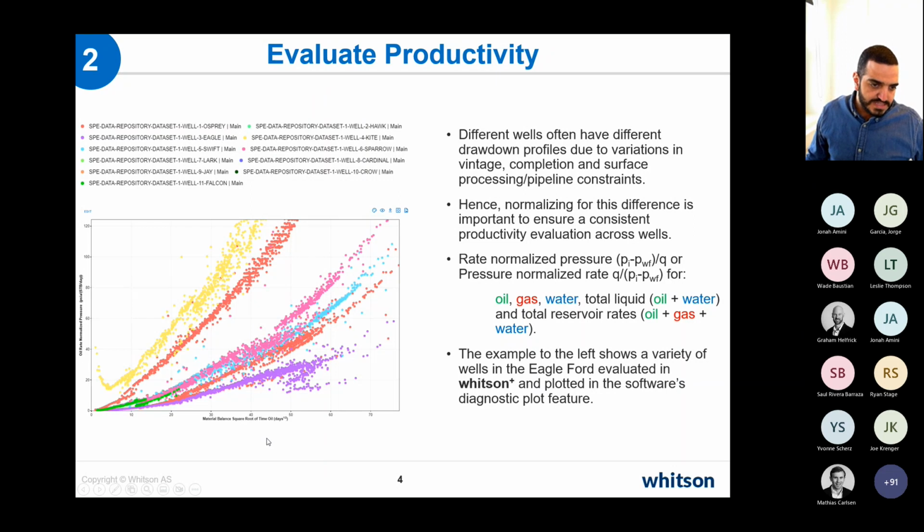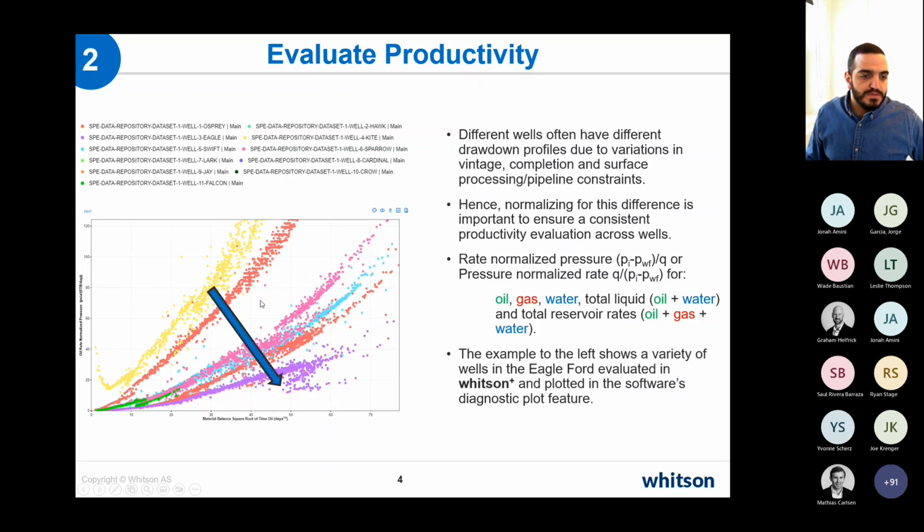If you want to do it here, the example shown here is on oil rates for a set of wells from the Eagle Ford, but you can also do it on total liquid and also total reservoir rates. So we use the PVT that you have input to convert from your surface rates to reservoir rates. So you can do this analysis on reservoir rates, and many of you have been doing that and found some very interesting results out of this.